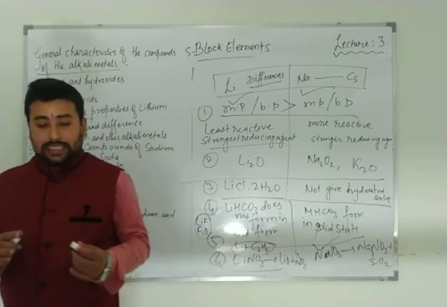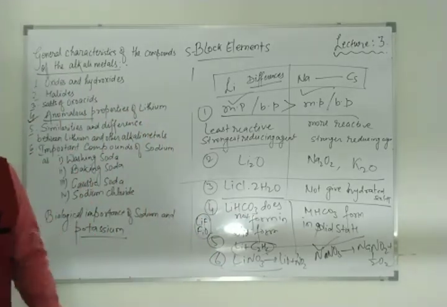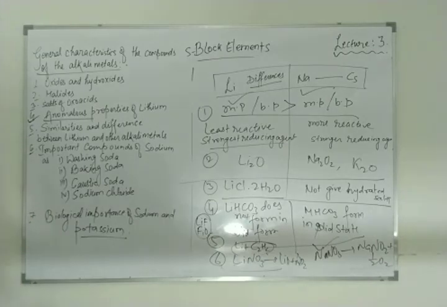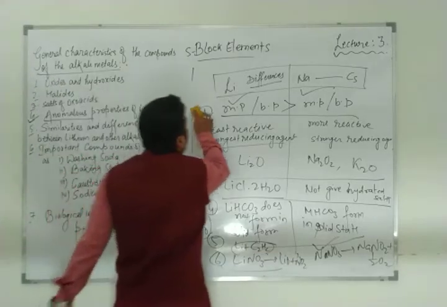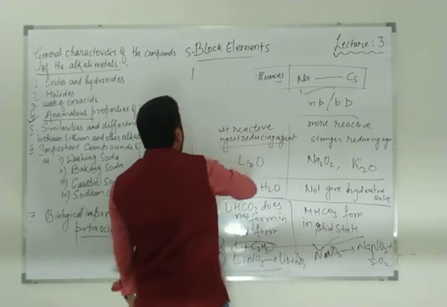Lithium fluorides and lithium oxides are less soluble in water, but if we talk about sodium oxide to the cesium oxide, they are more stable. So you can write these differences between lithium and the other alkali metals. So these were the differences.